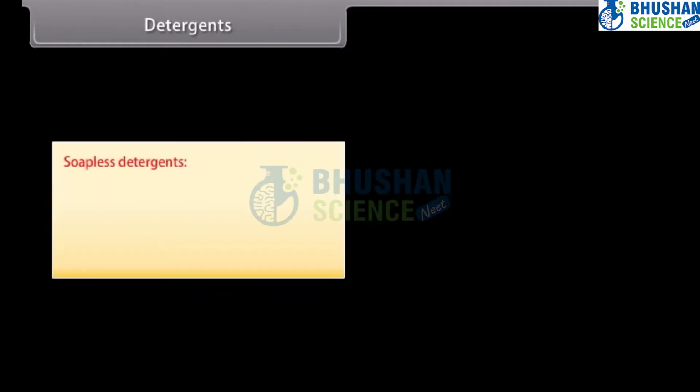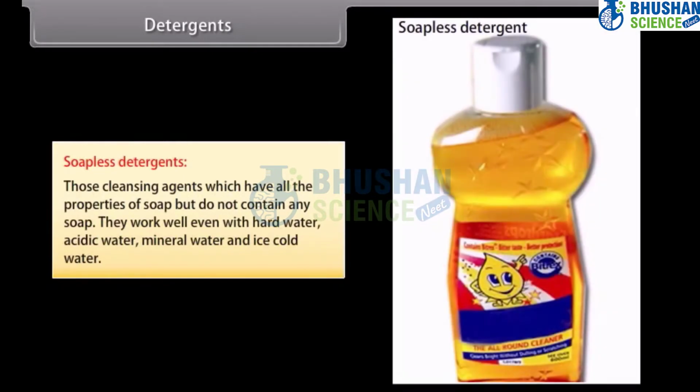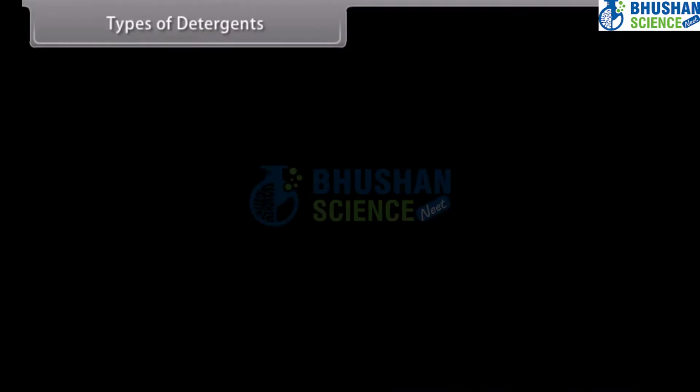Soapless detergents. Those cleansing agents which have all the properties of soap but do not contain any soap. They work well even with hard water, acidic water, mineral water, and ice-cold water. Types of detergents.